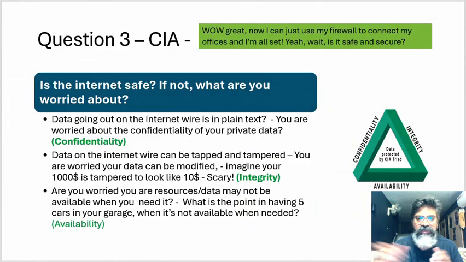Next, let's look at what CIA is: confidentiality, integrity and availability. Wow, great. Now I can just use my firewall to connect my offices and I'm all set. Wait, is the internet safe? Okay, so what are you worried about? Are you worried about data going out to the internet in plain text? Then what you're worried about is actually the confidentiality of data.